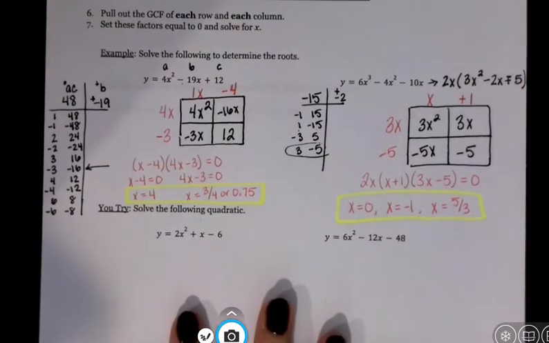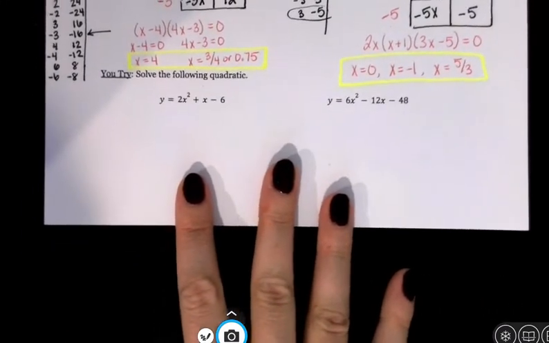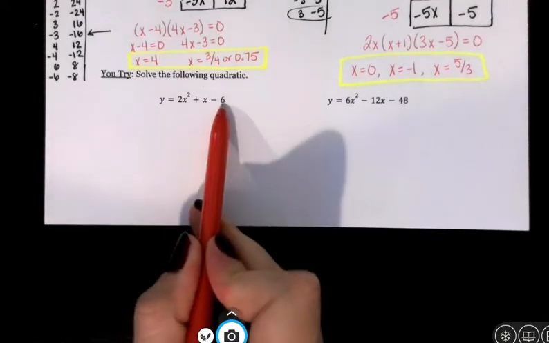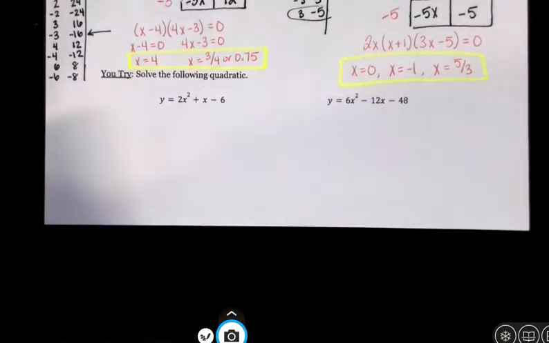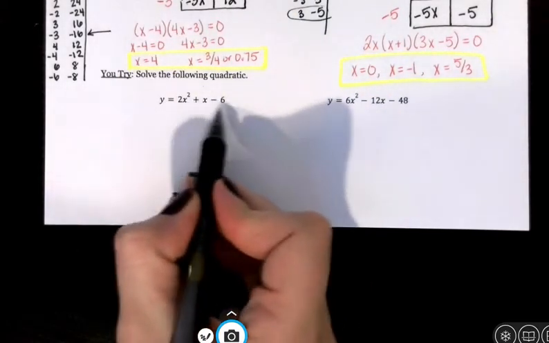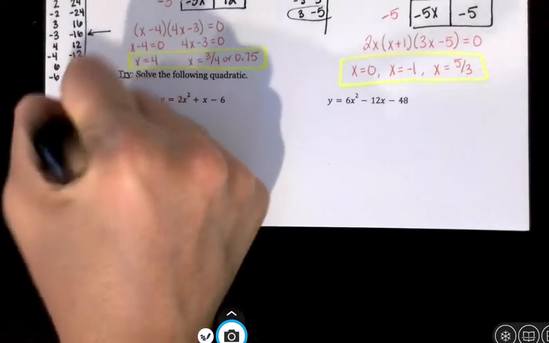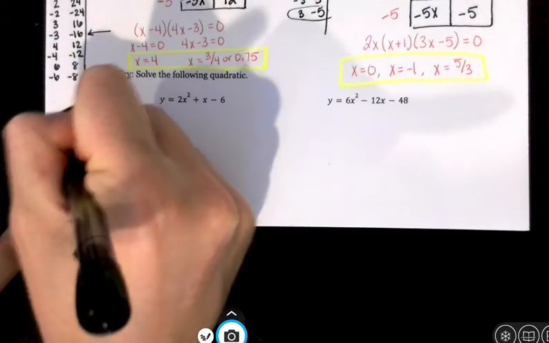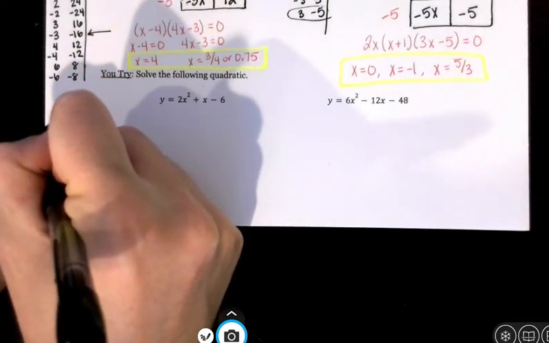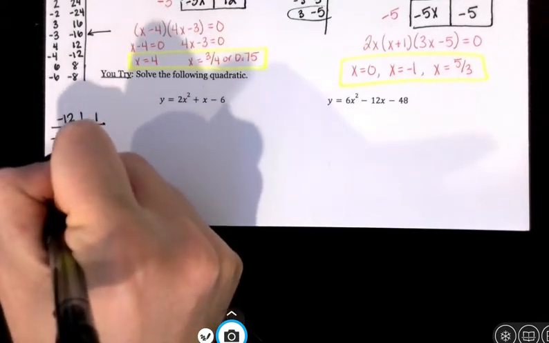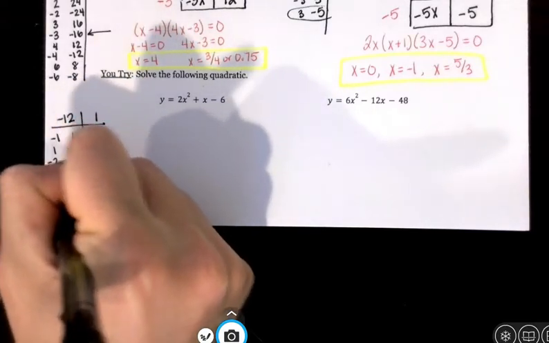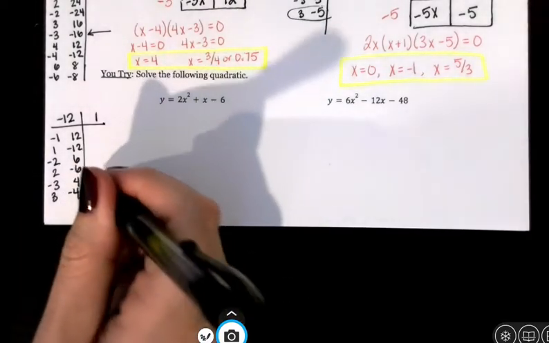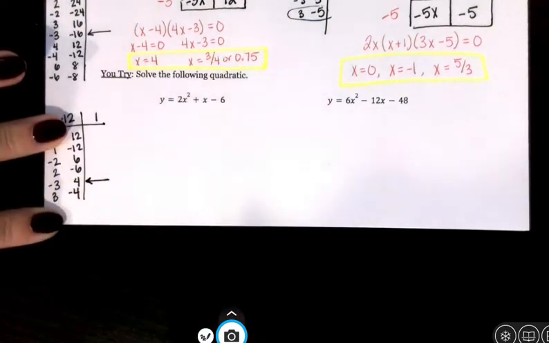If you would like to pause the video, you can. I'm going to go through the Try Its. So for this one, I don't have a GCF other than 1. So I'm going to make my t-chart. A times c, so 2 times negative 6 is negative 12. That add up to 1. So if it's negative, I can do negative 1 and positive 12, positive 1, negative 12. Negative 2 and 6, 2 and negative 6, negative 3 and 4, 3 and negative 4. If it's adding up to a positive 1, I want this pair right here.